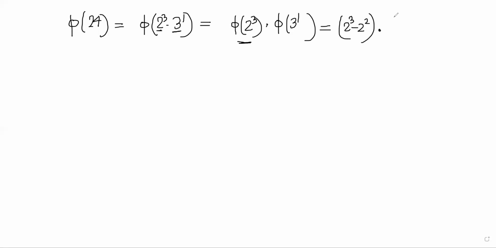And this is 3 power 1 minus 3 power 0, right? So this becomes 8 minus 4, 4 times 3 minus 1, 2. So the total is 8, right?